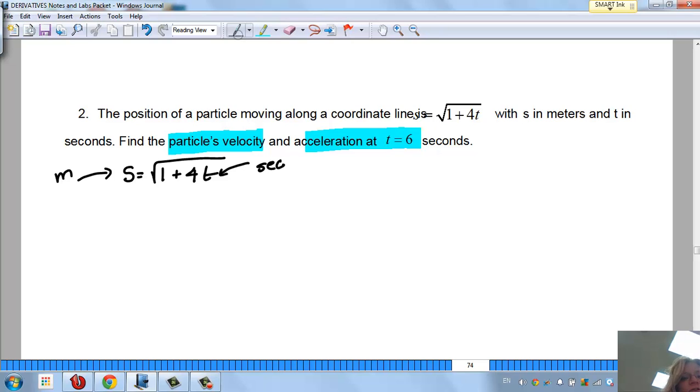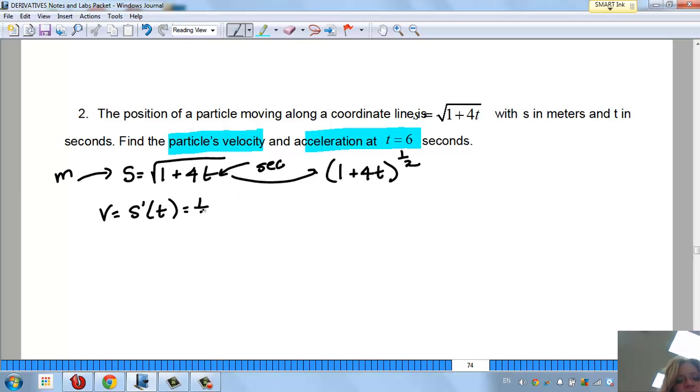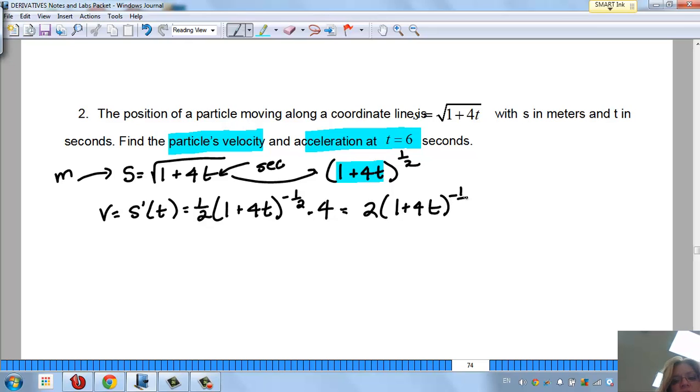Okay, so let's get started. The velocity is the derivative of the position. To make the derivative a little easier, I'm going to rewrite this as (1 plus 4t) raised to the half. Then you can do the power rule first. So the derivative is 1/2, don't touch anything in the parentheses, raised to the negative 1/2. Then the derivative of the inside is 0 plus the derivative of 4t, which is 4. So 4 times a half is 2, and I end up with 2 times (1 plus 4t) to the negative 1/2.